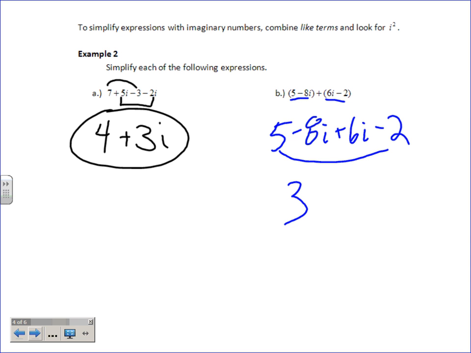How about the -8i and positive 6i? Yeah, you can put that together and you get -2i. Is it okay for i's to be negative like that? Yeah. Is that the same thing as 2i minus 3? See, a lot of you are shaking your heads no. That is not the same thing as 2i minus 3. Is that the same thing as negative 2i plus 3? Yeah, that is the same thing.